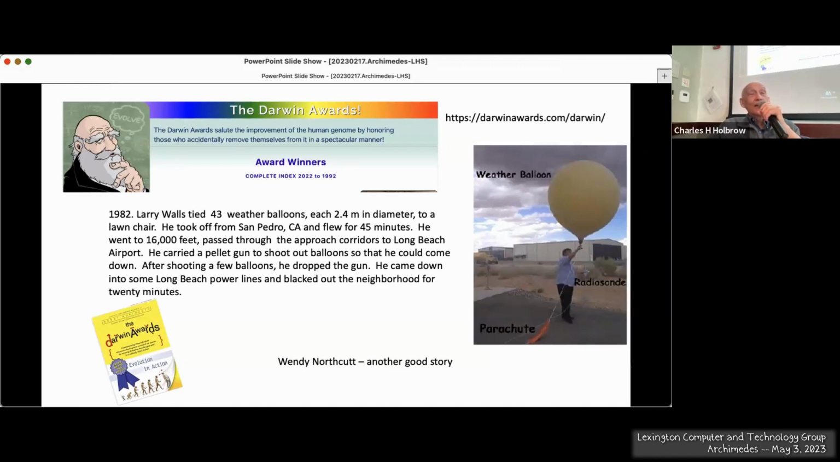Now, the other thing, which I have to digress here because I found it fascinating, is he was a candidate for a Darwin Award, and so you have to know about Darwin Awards. Here you can see at the top that the Darwin Awards were an idea created by Wendy Northcutt, who is down here, another good story. While she was a student at Stanford, majoring in molecular biology, she got this idea and started a website where she identified and awarded what she called the Darwin Awards, and they salute the improvement of the human genome by honoring those who accidentally removed themselves from it in a spectacular manner.